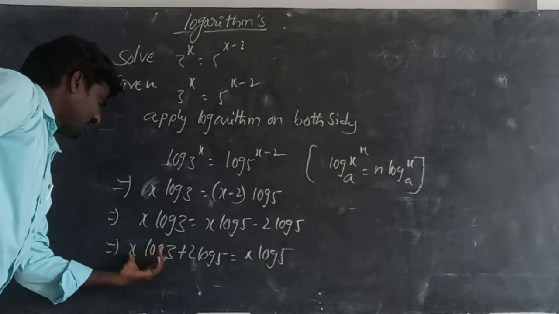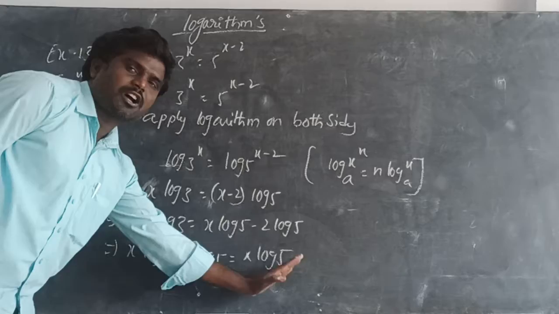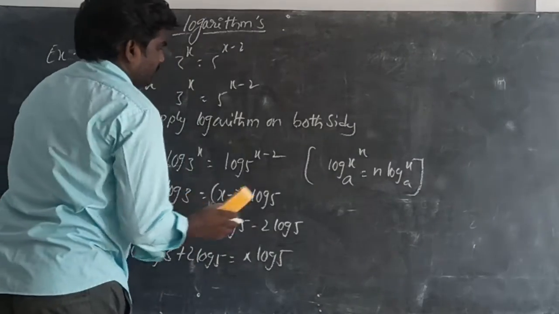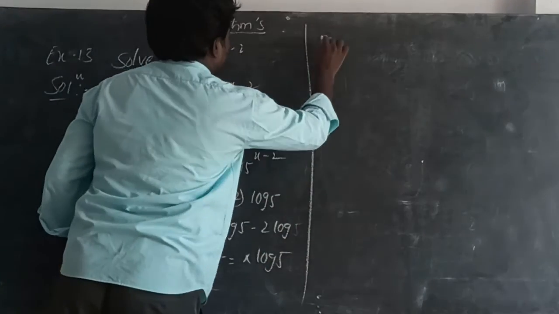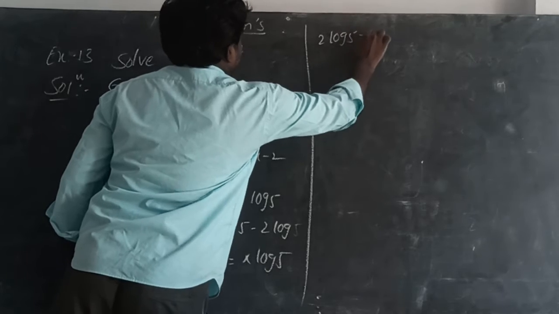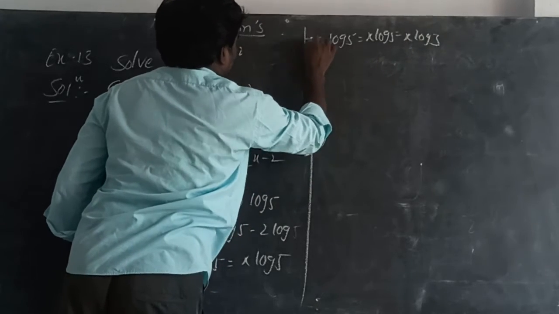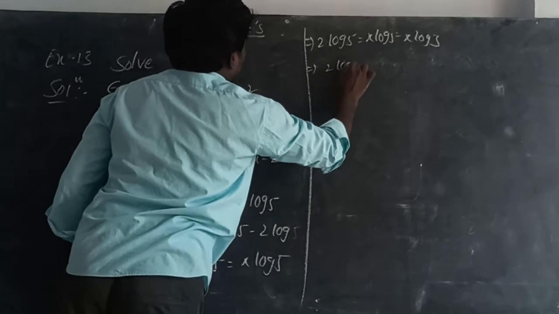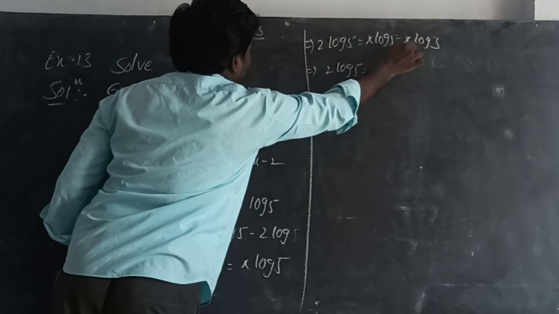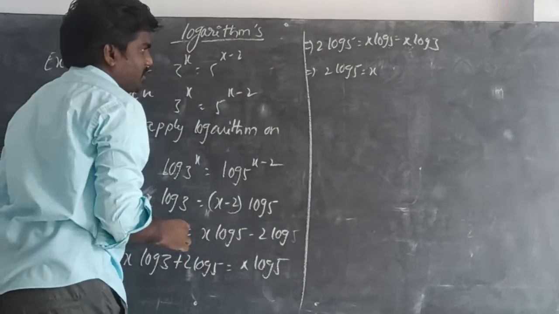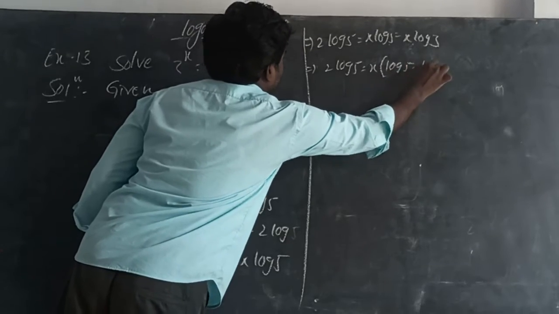This x log 3 is going to the right side, and it becomes minus. Why do we take it to the right side? The variable term is on one side, the constant term is on one side. So 2 log 5 is equal to x log 5 minus x log 3. In these two terms, what is common? X. X is taken outside by using the distributive property. X of log 5 minus log 3.